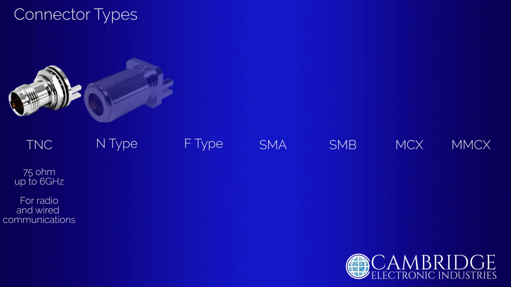The N-type connector is a threaded waterproof coaxial connector invented by Paul Neal in the 1940s. It is one of the largest coaxial connectors with a thread size of 5/8 of an inch, 24 UNEF.